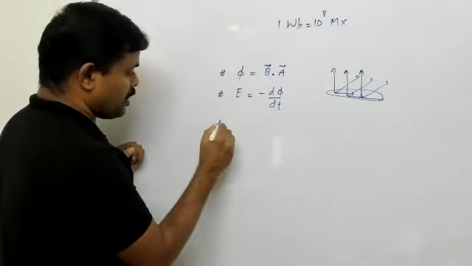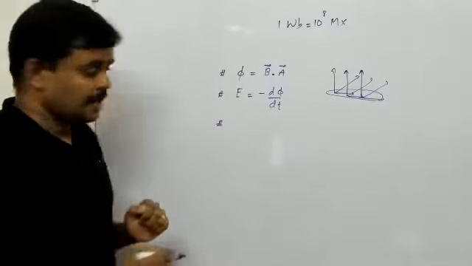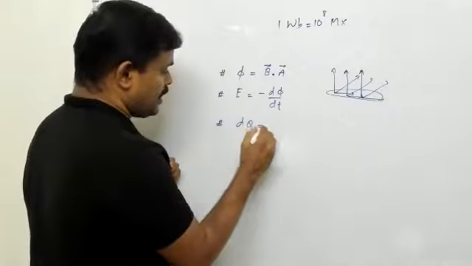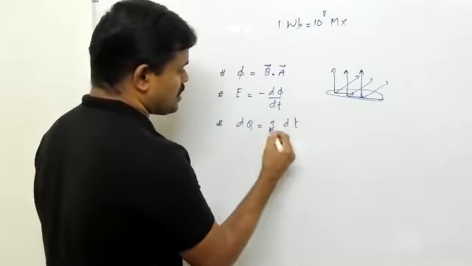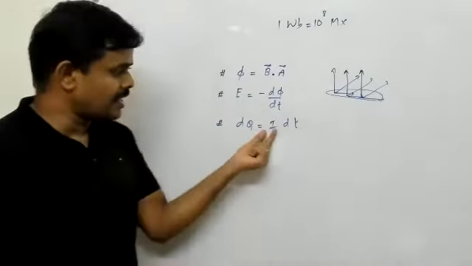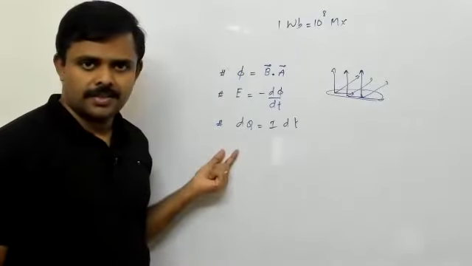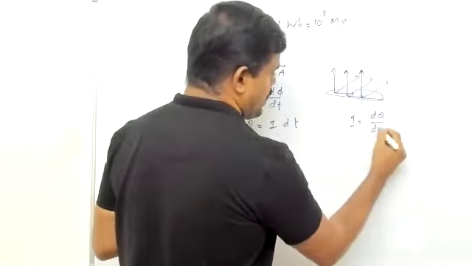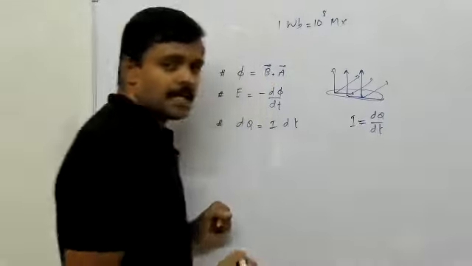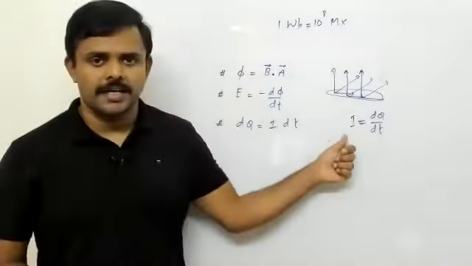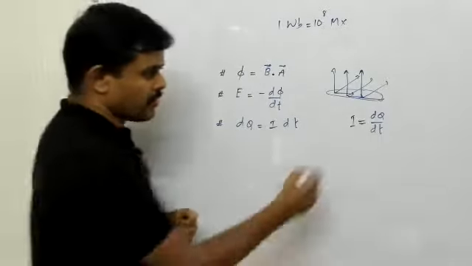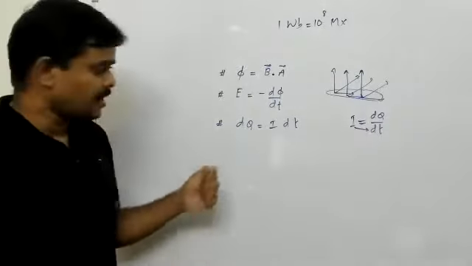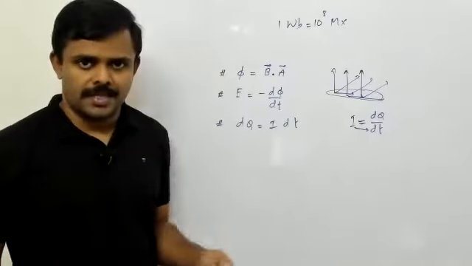And then there was another equation for induced charge. Induced charge is given by dq is equal to I times dt. Why? Because I is equal to dq over dt, right? You learned that in current electricity, current is given by charge per time. Charge flowing per second is known as current. I is equal to dq over dt. So if you cross multiply, you're going to get dq is equal to I times dt.